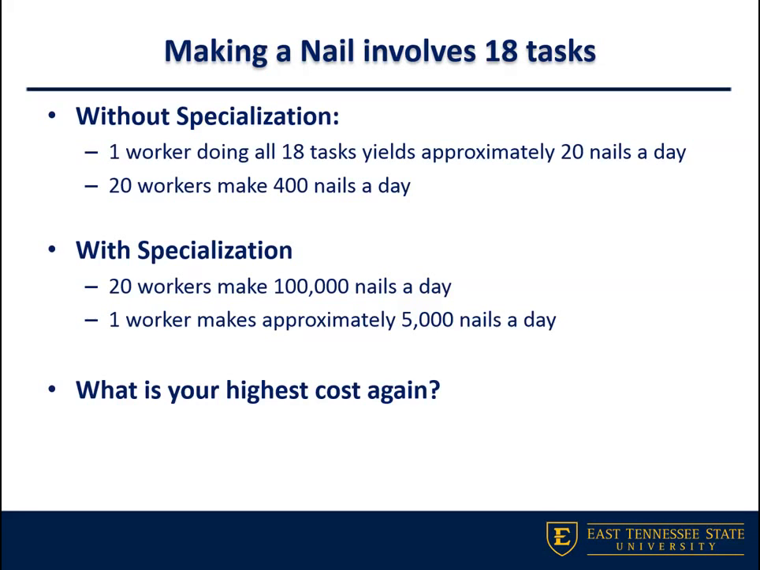And think back again, what is our highest cost? It's our labor, our employees and our staff. So this is just an example to show you the difference that specialization can make in terms of a process.